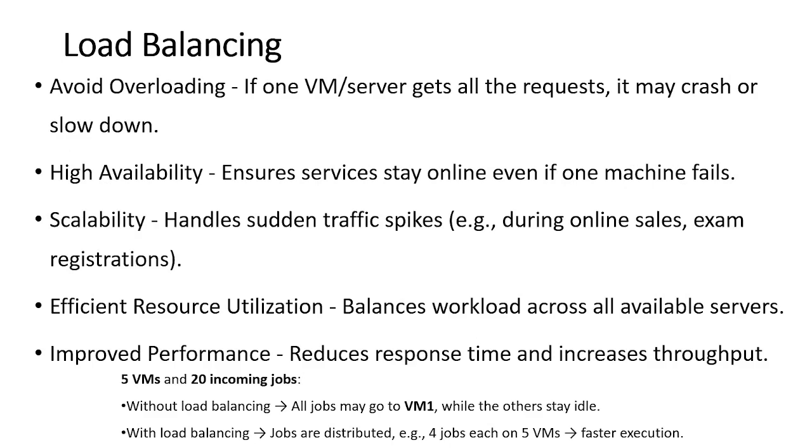So to ensure load balancing, first, avoid overloading, which means that if one virtual machine or server gets all the requests, it may crash or slow down. The second is high availability, which ensures the services stay online even if one machine fails. We are going to have 24/7 service utilization. The third feature is scalability, which handles sudden traffic spikes. For example, during online sales or registrations, more requests are made for utilizing the services.